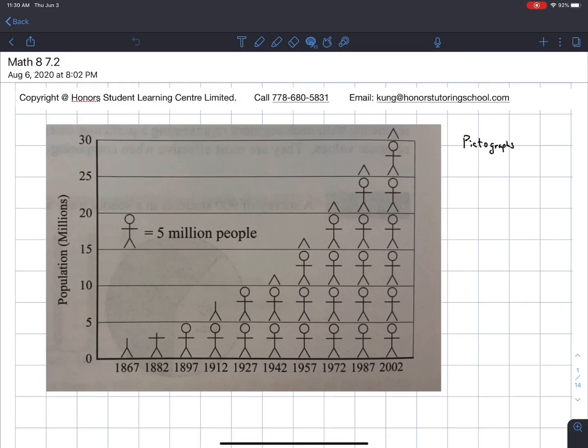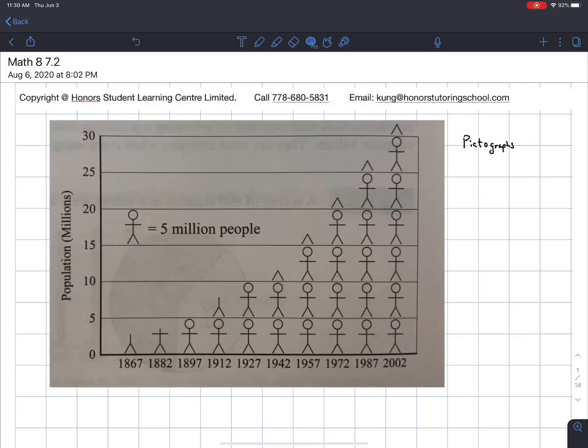A key must be given. So this is the key, telling us that one person really means 5 million people. So one person in the picture means 5 million people.